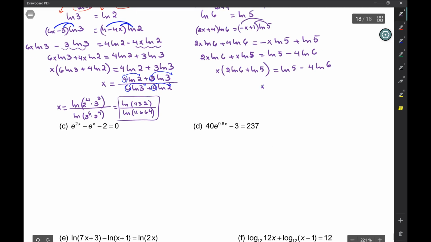All right, so x equals ln of 5 minus 4 ln of 6 over 2 ln 6 plus ln 5. Okay? Simplifying, this is ln of 5 over what number? 6 to the 4th. And then ln of 6 squared, 36 times 5, which is 180.